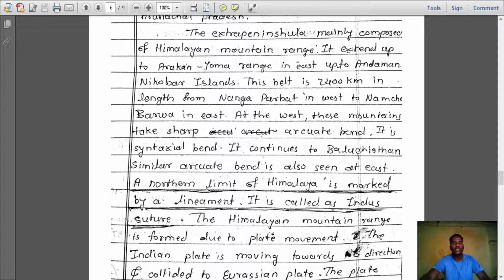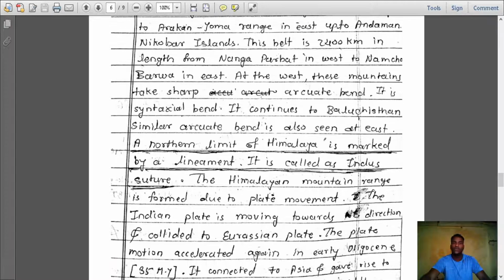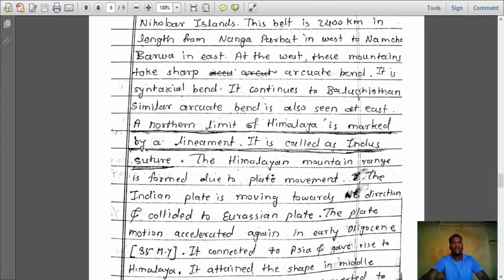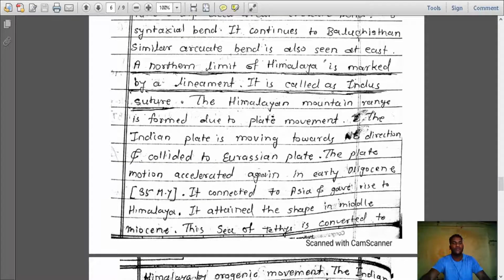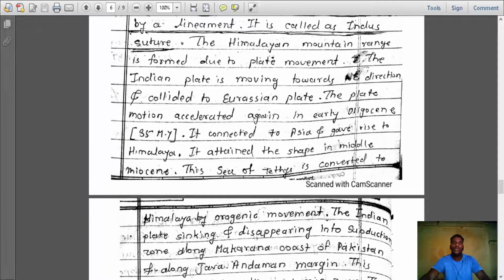The Himalayan mountain range is formed due to plate movement. The Indian plate is moving towards the northeast and collided with the Eurasian plate. The plate motion accelerated again in the early Oligocene, 35 million years ago. It connected to Asia and gave rise to the Himalaya. It attained its shape in the middle Miocene. The Tethys Sea was converted to the Himalaya by orogenic movement.